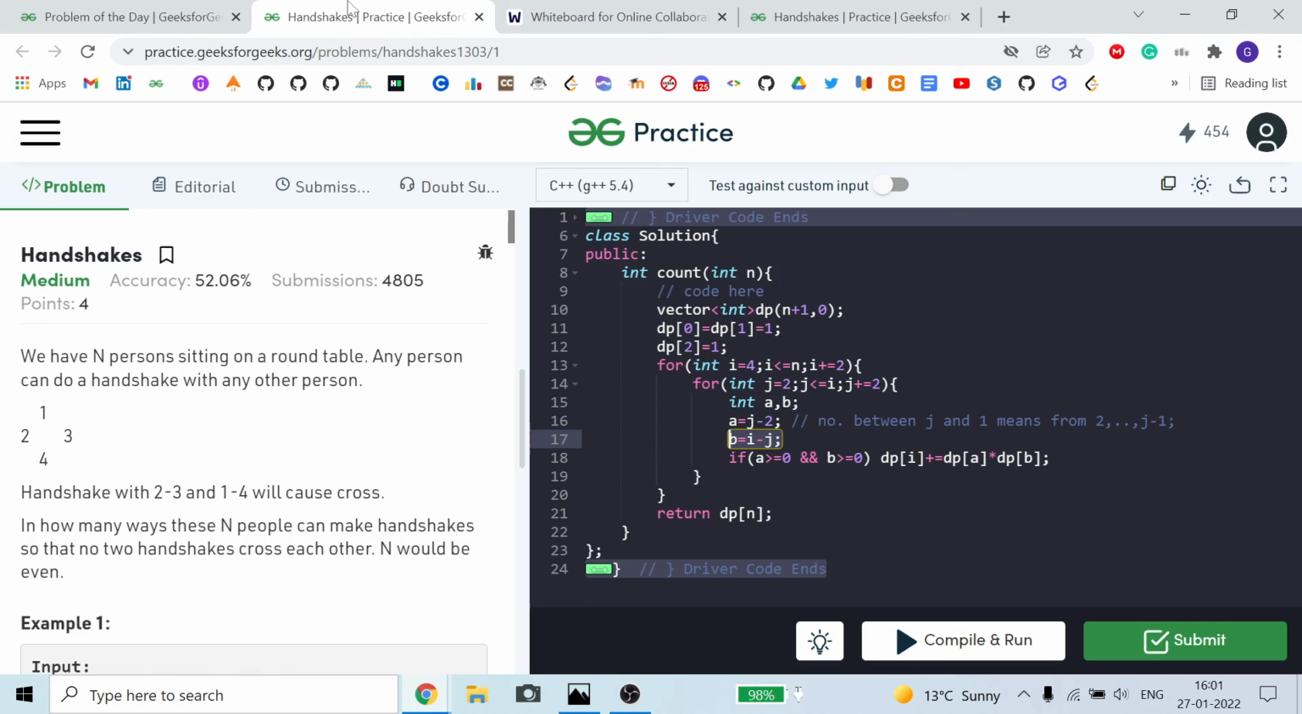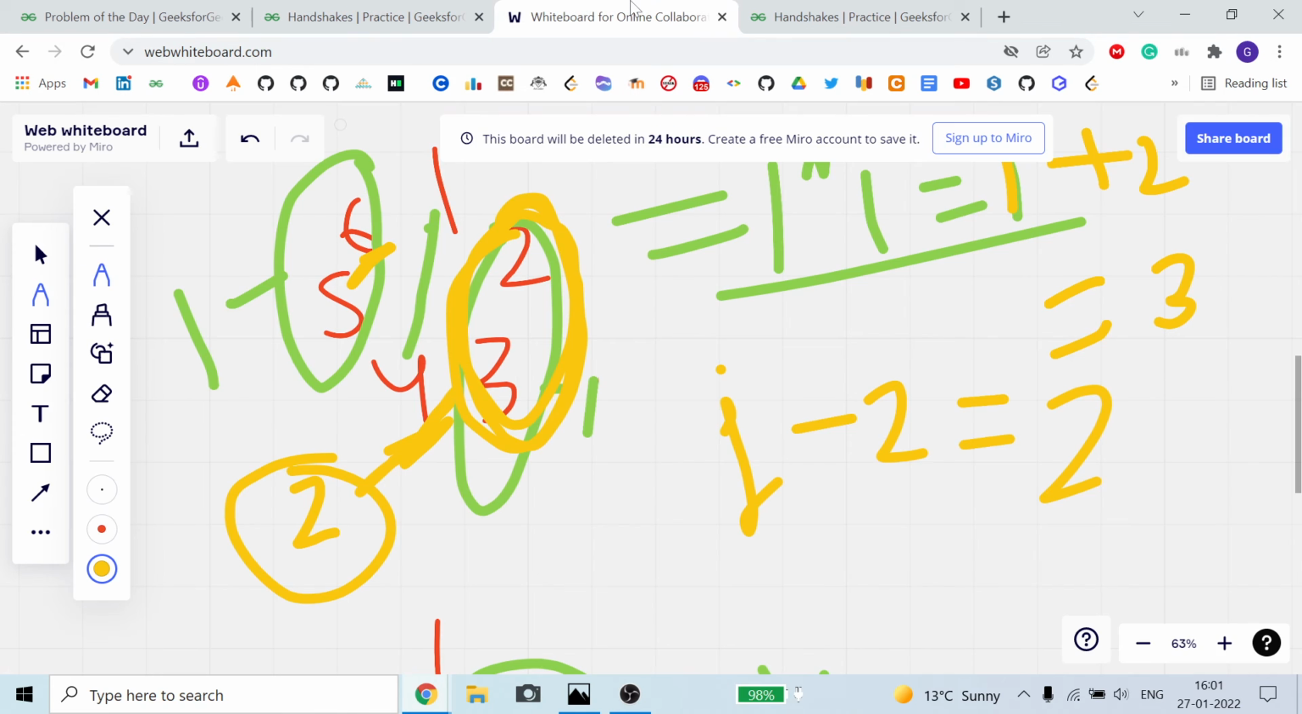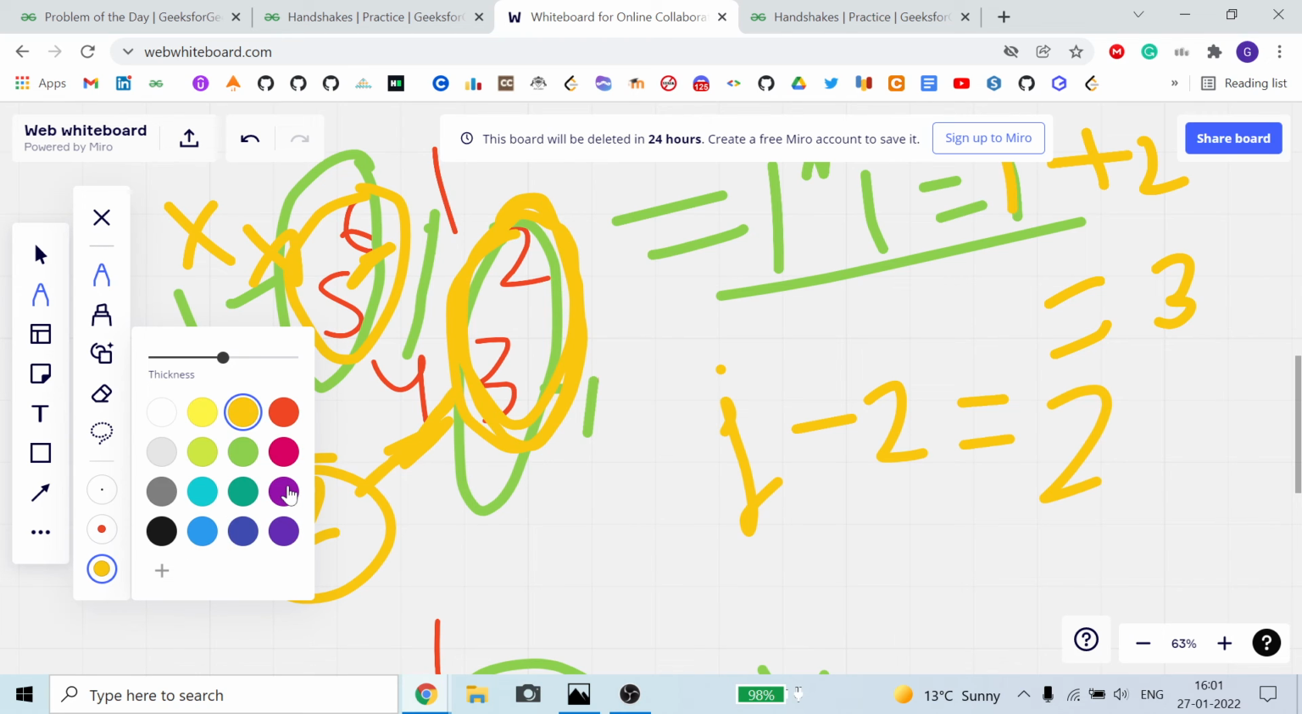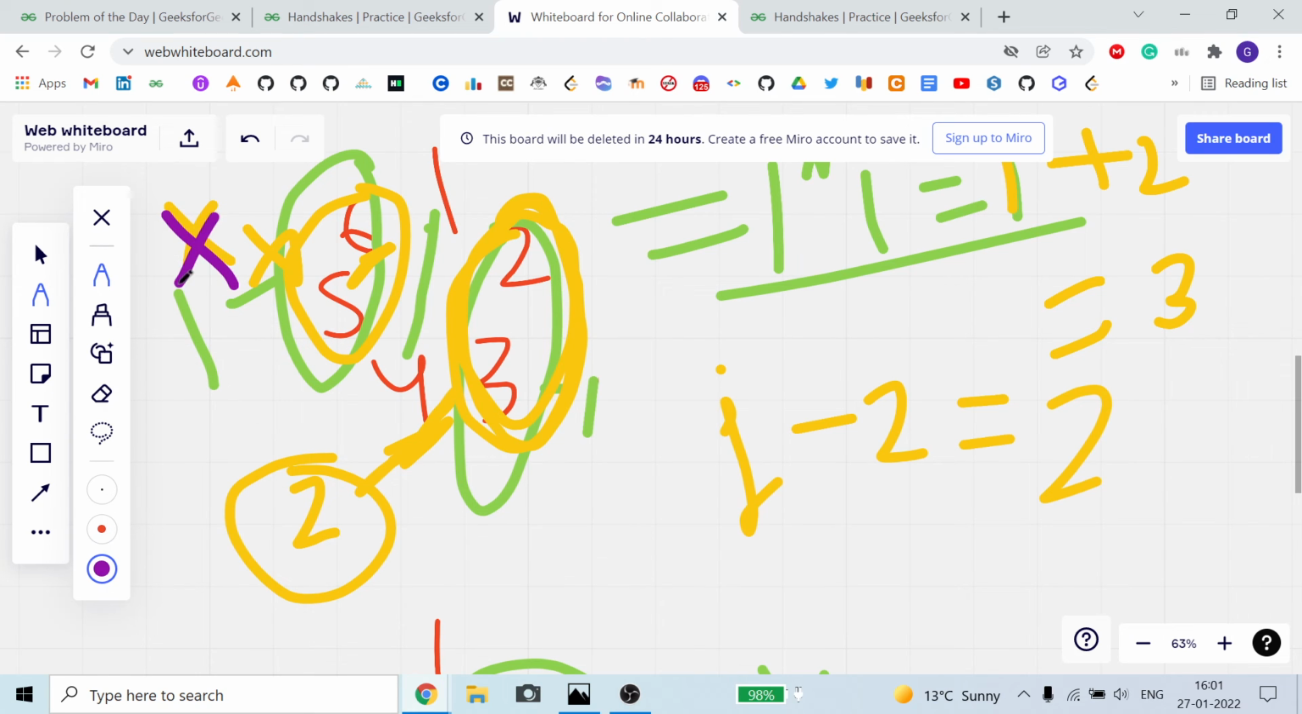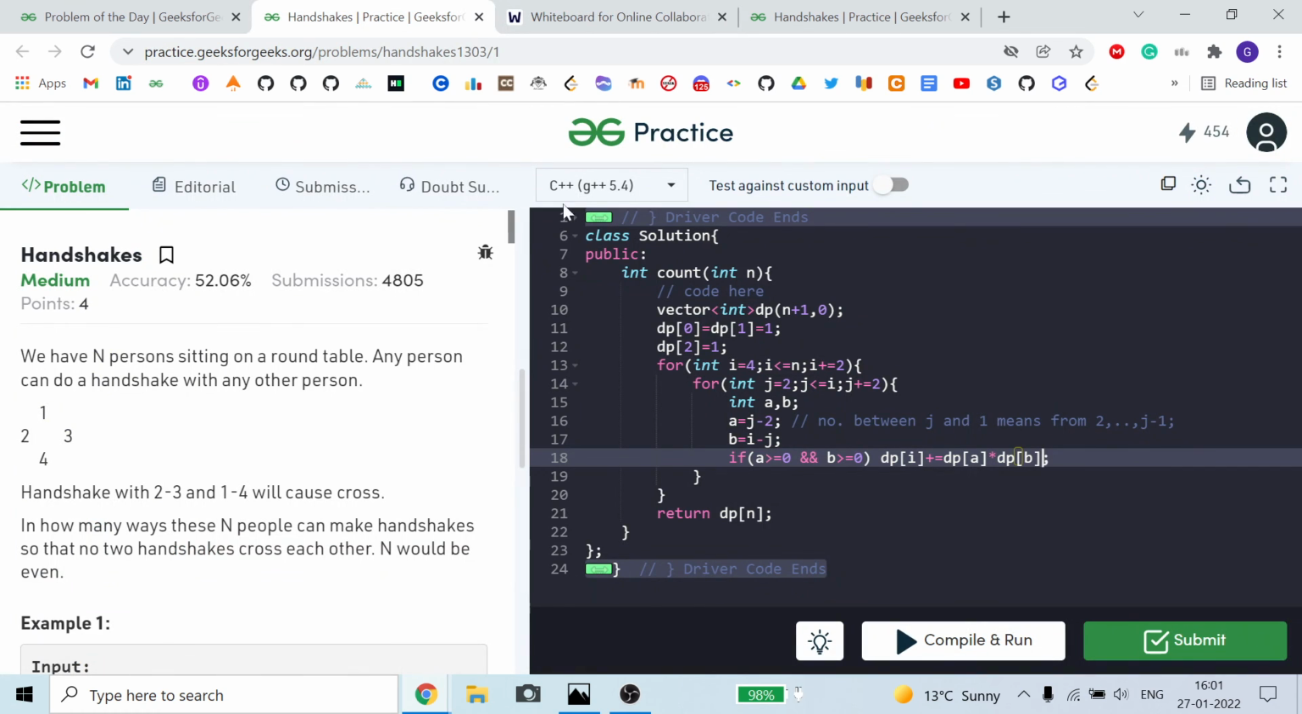Okay, then I will check if both of these are greater than or equal to 0, then I will add the multiplication of both. Why? Because suppose this number can be represented in x ways, and this in y ways, so total ways can be x into y, xy. Okay, x into y, it is the sign of multiplication. And then at last I will just return dp of n.